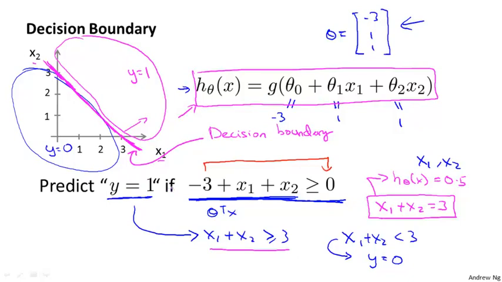Later on, of course, we'll talk about how to fit the parameters, and there we'll end up using the training set, using our data to determine the value of the parameters. But once we have particular values for the parameters theta 0, theta 1, theta 2, then that completely defines the decision boundary, and we don't actually need to plot a training set in order to plot the decision boundary.